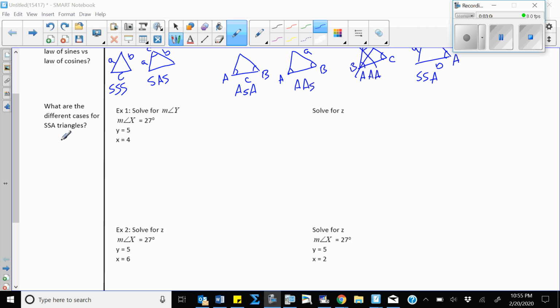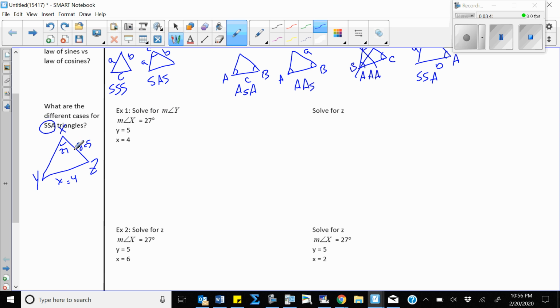In this example, we have a triangle like X, Y, and Z. Angle X is given, it's equal to 27. Side Y is given, it's 5. And side X is given, and it's 4. As you see, we have two sides given and one angle, which is outside of these two sides. It's not in between them. So this is actually a side-side angle case. So in this case, we use law of sine, and it's going to be an ambiguous case. So let's start solving this.